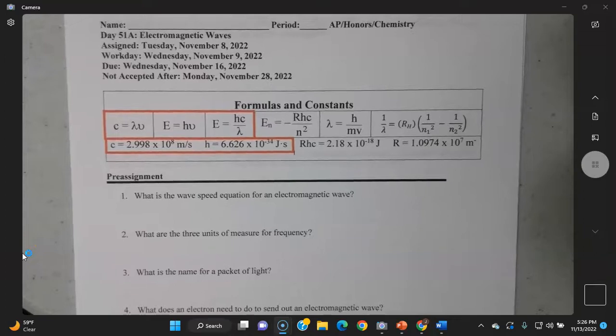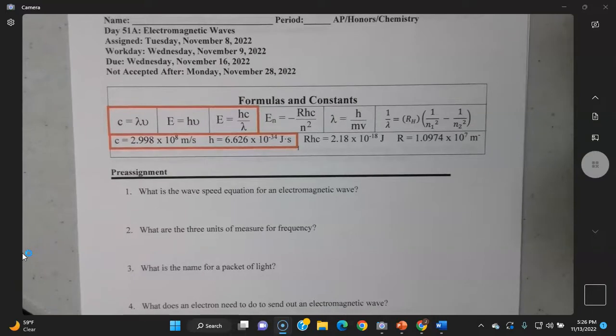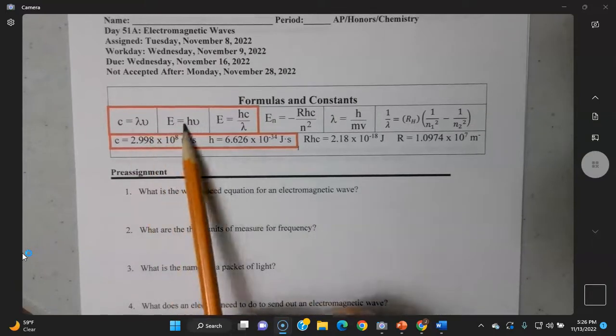Okay, chemistry, we're on to day 51A, electromagnetic waves. This is due on Wednesday. I'm getting this answers video out on Sunday night. You have a few days to do this, and we'll spend some time in class on this. All right, this is a challenging assignment, but just keep in mind it only deals with 3 equations.